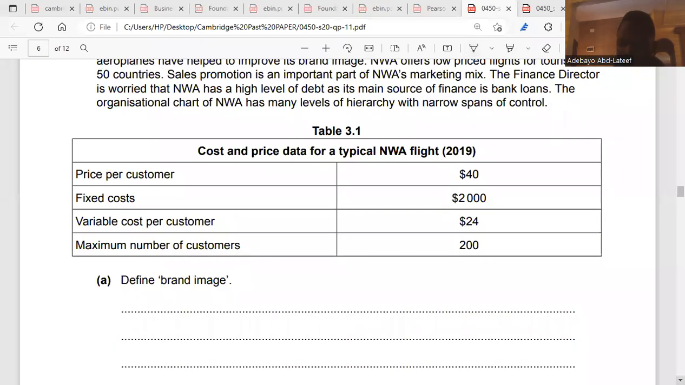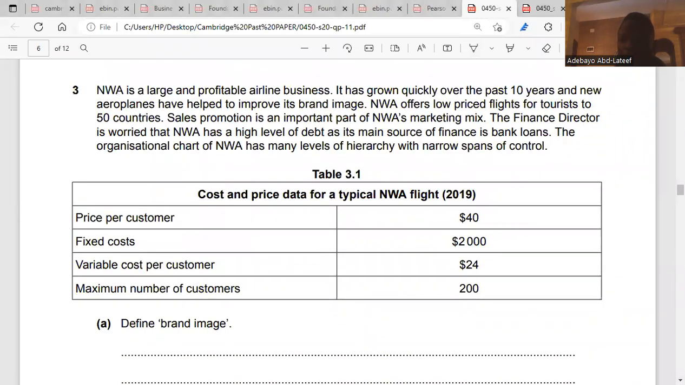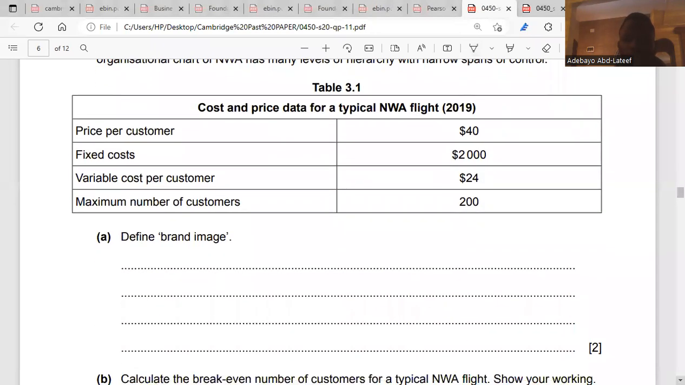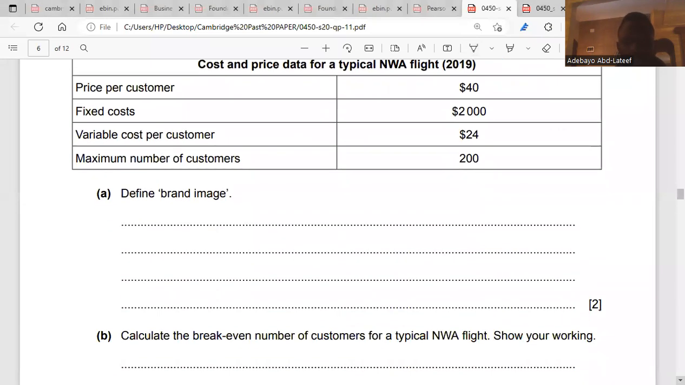Control. A, define brand image. Brand image is the customer's impressions of a brand, right? Yeah. B, calculate the break-even number of customers for a typical NWA flight.